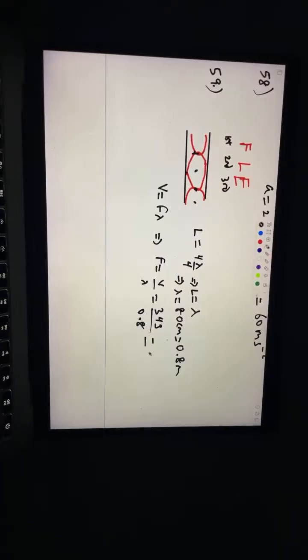428.75. So the frequency is 428.75 hertz.